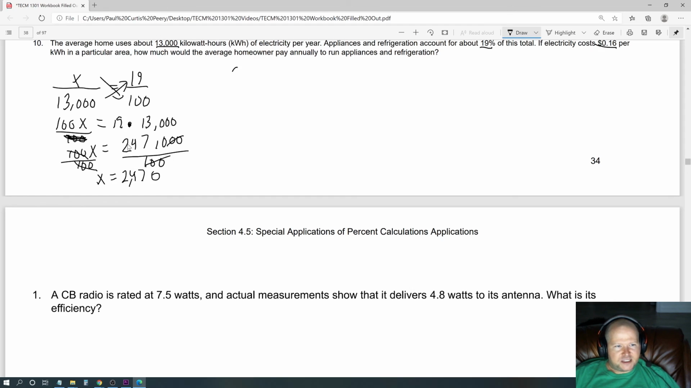Now that's just the kilowatt hours though, right? So it's 2,470 kilowatt hours. And to find out how much that costs, we have to multiply it by the 16 cents. And that gives me $395.20.